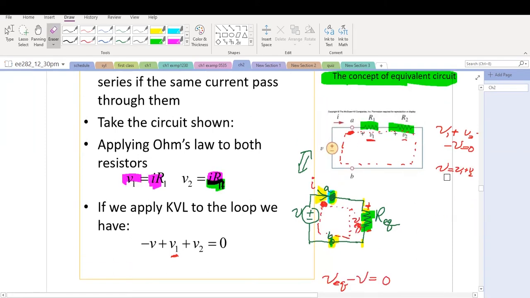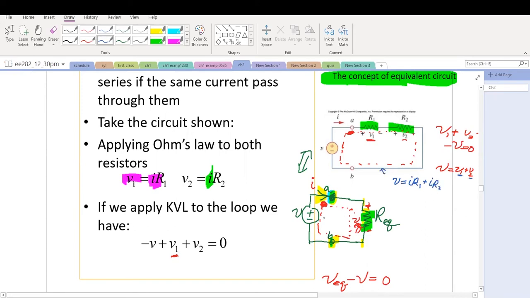Then what is V? V equals V1 plus V2. Then let's figure out what V1 is. Here we need to use Ohm's law. V1 equals I multiplied by R1, and V2 equals I multiplied by R2. Remember, R1 and R2 are in series connection, so they have the same current. So we plug in V1 and V2 using Ohm's law. Here we're going to have V equals I R1 plus I R2. Okay, so this is from the first circuit.